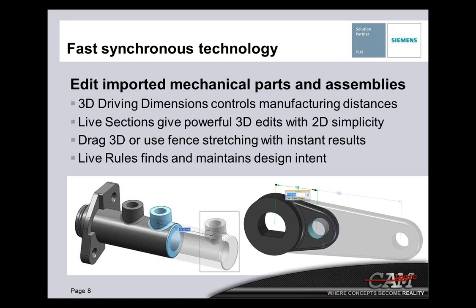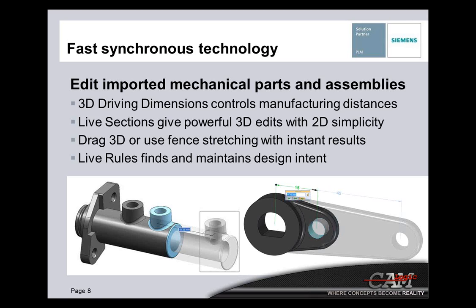Live sections can be added, letting you edit 2D elements of an inserted cross-section. You can modify the cross-section with dimensions, or you can drag the sketches, which updates the 3D model. You can also drag 3D geometry into shape with the steering wheel, either face by face, or use fence dragging to modify larger sections of your design. And because only affected geometry is updated, edits happen in real time.